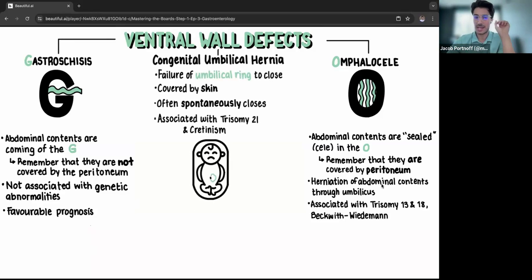And then finally, the last ventral wall defect that I want to touch on is the congenital umbilical hernia, which is associated with trisomy 21 and cretinism, or congenital hypothyroidism. However, these are very benign. They typically spontaneously resolve by the age of 2 or 3, and you're not going to be expecting signs of increased alpha fetal protein, for instance, and these typically have a more benign course.